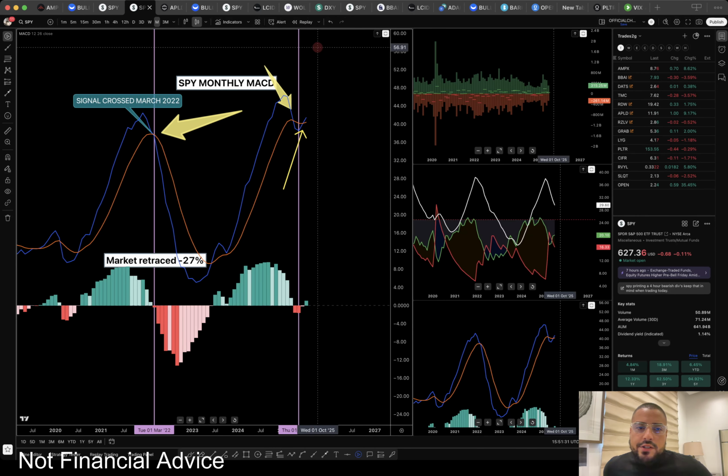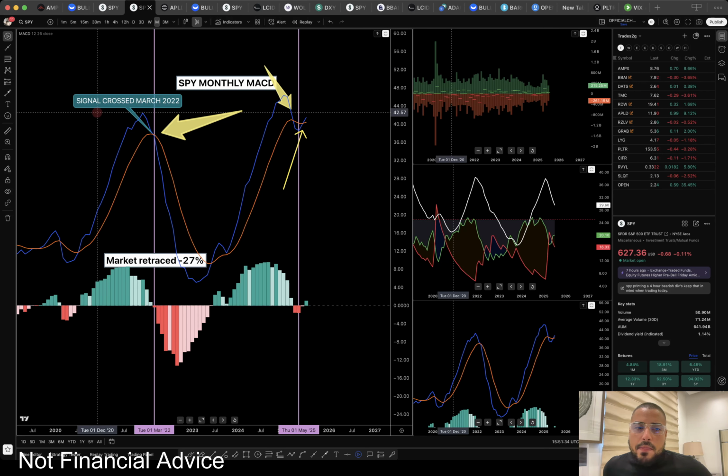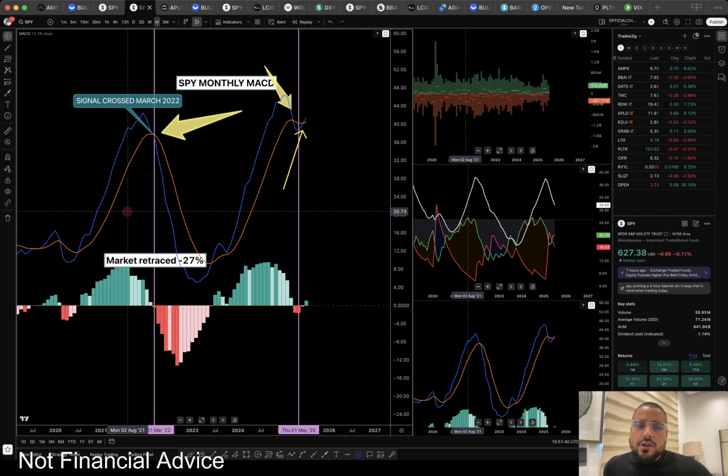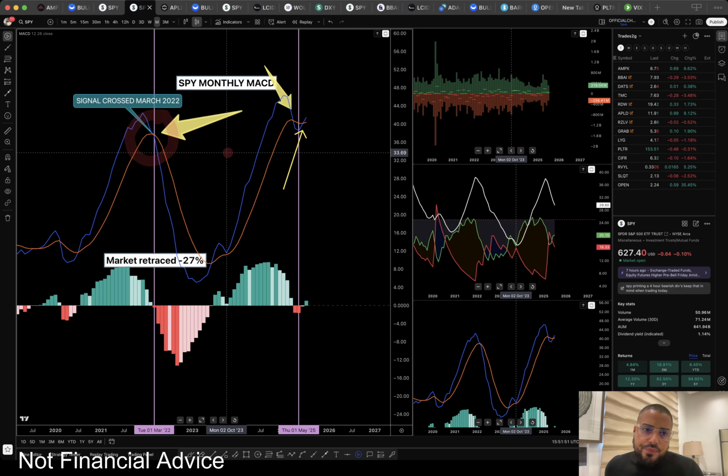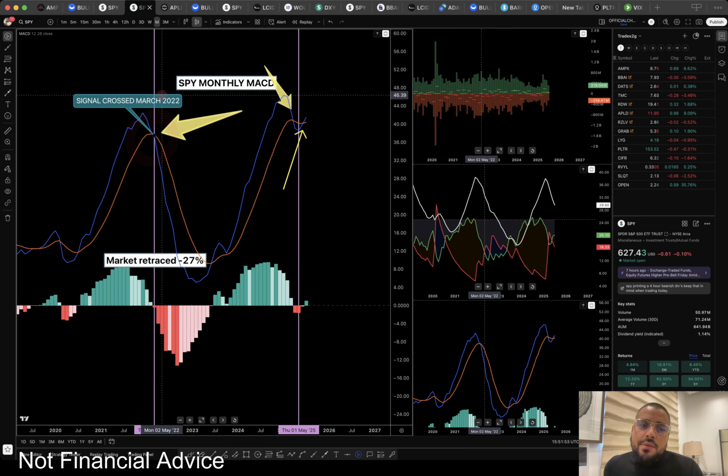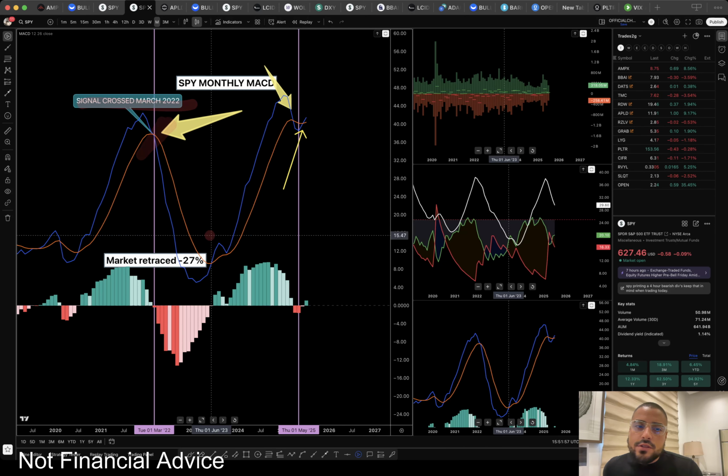This is the MACD on SPY, and I want you guys to take a look at this blue line. And I want you guys to take a look at this orange line. The orange line is a signal. The most important one is the MACD. Regardless if you understand this chart, I just want you to understand the last time the MACD crossed the signal line was in March 2022.